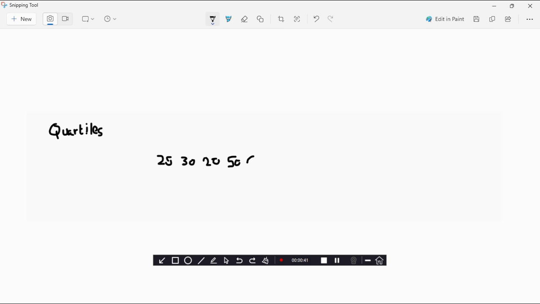50, and 60. Now, in this case, if you were to divide these five values into quartiles, the first two values over here would represent your first quartile. The middle value, which is 20, would represent your second quartile, which is also your median. And the third value will be your third quartile. So the lower half is your first quartile, and the upper half is your third quartile.